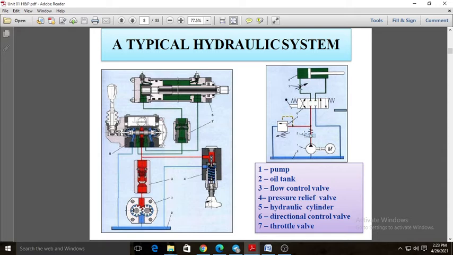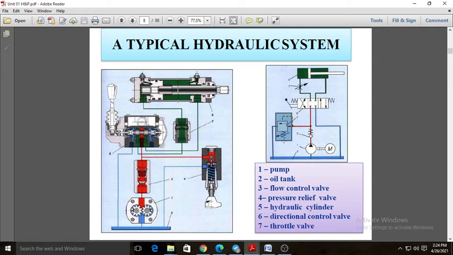This is the flow control valve. Then we have the pressure relief valve. This is the pressure relief valve. And what is the function of the pressure relief valve, how it is going to work, I will teach you each and everything in detail in the syllabus further.